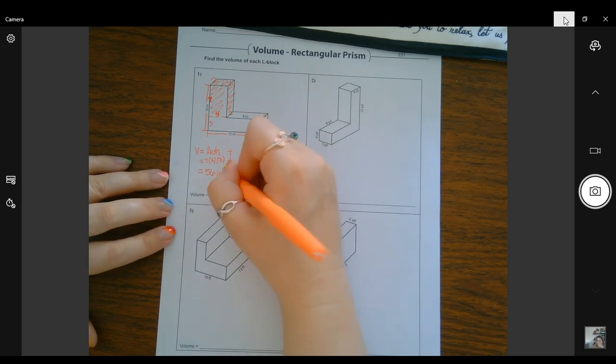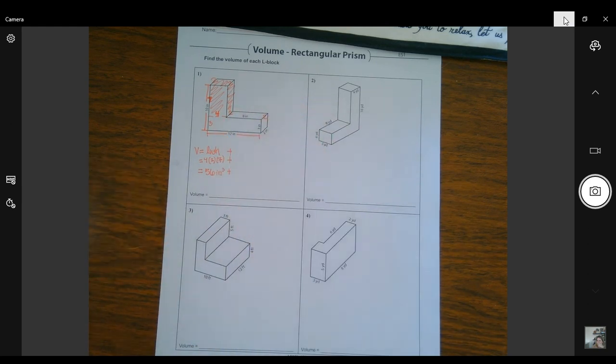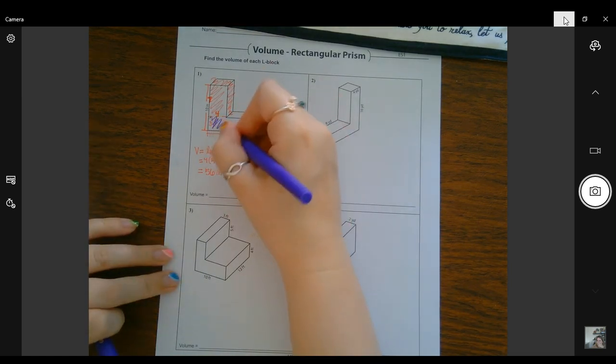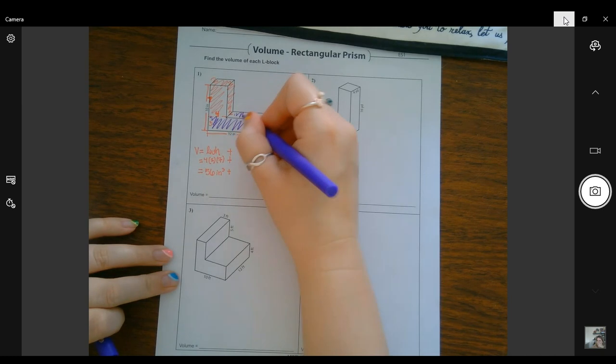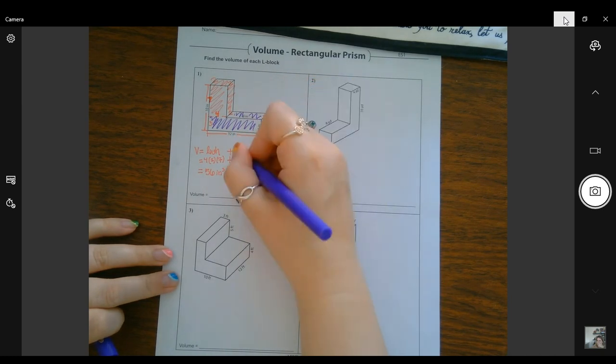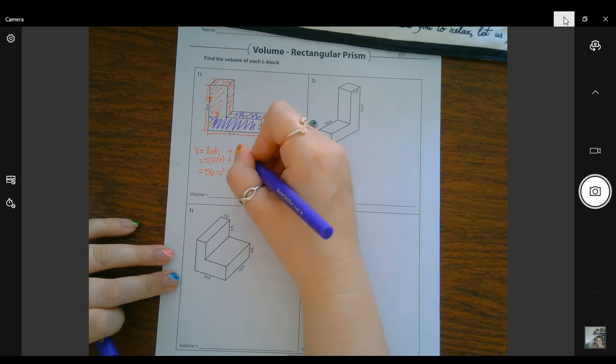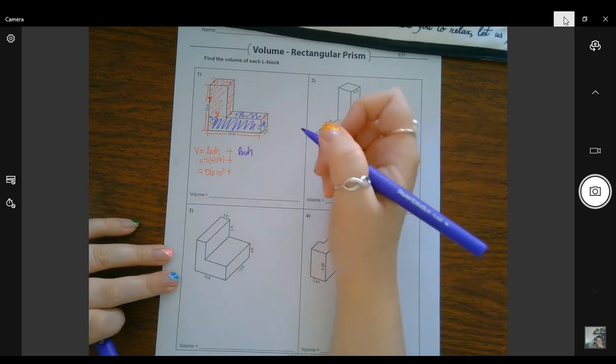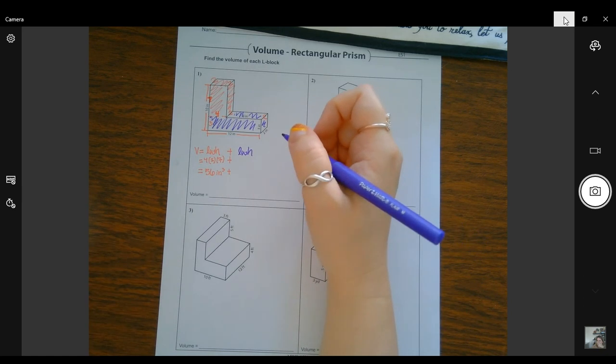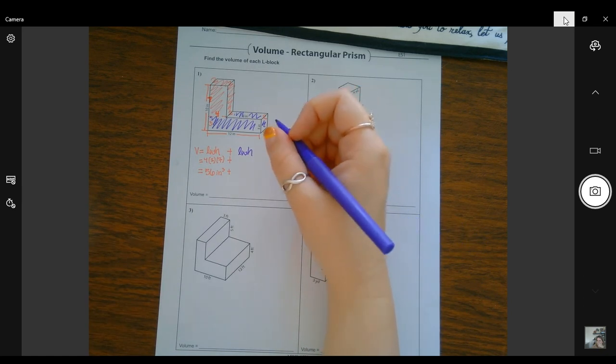But is that the whole shape? No, I still have that whole bottom part to figure out, don't I? So this guy down here. Okay, so again, it's another rectangular prism. So area of the base, which is a rectangle, so length times width times the height. Okay, the length. What do you think?